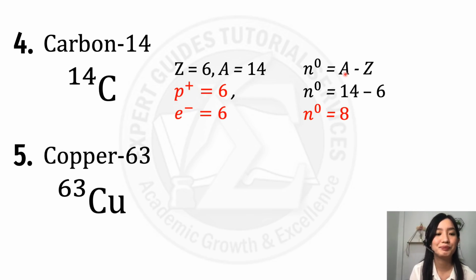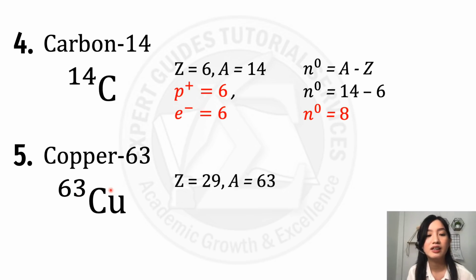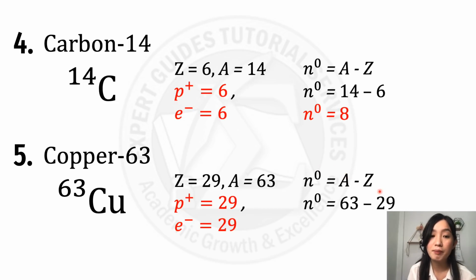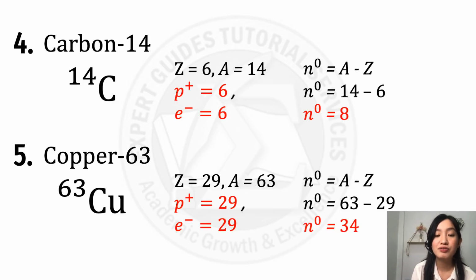Now, last example. Copper 63. Again, the atomic number was not given, so you have to take a look at the periodic table. And the mass number is only given, which is 63. The atomic number here is 29. So meaning that our number of protons is 29, and our number of electrons is also 29. When we compute for the number of neutrons, we have mass number minus atomic number, 63 minus 29, a total number of neutrons of 34 for copper 63.